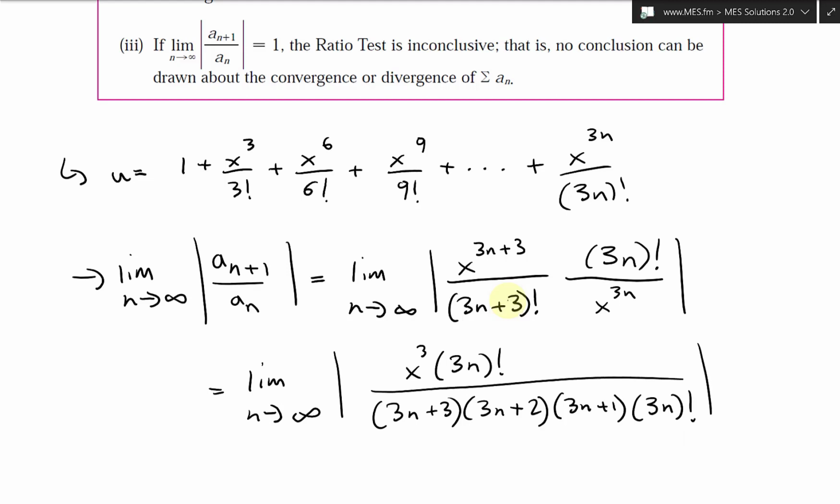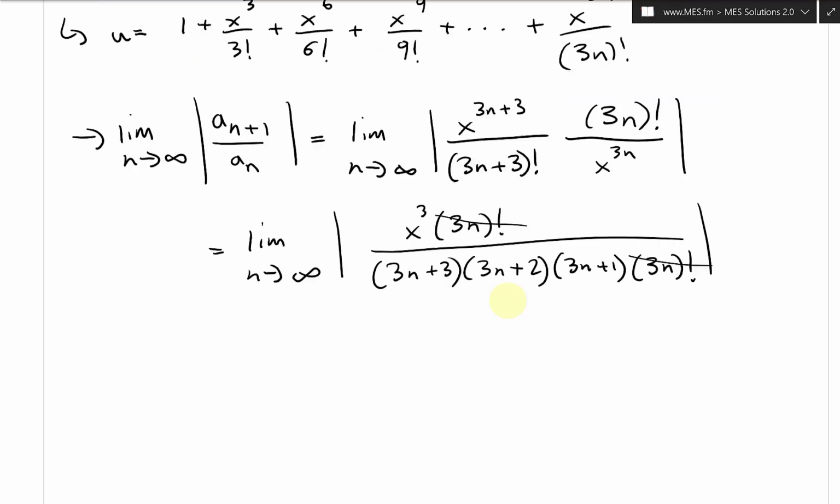So we do all that and this just cancels out with this. So then the n factorial cancels out there. So all we're left with is this 3n plus 3, 3n plus 2, and 3n plus 1. In other words, this whole thing at the bottom goes to infinity. So you're going to be dividing x cubed, whatever x is, by infinity. So for all values of x, it doesn't matter, this is going to be approaching 0. So in other words, this limit is equal to 0.